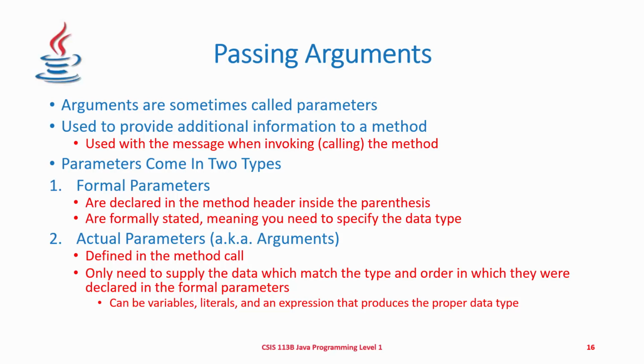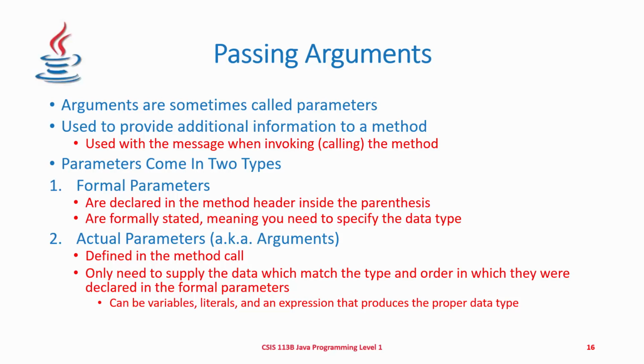So parameters do come in two types. Formal parameters, those are the parameters that are declared when you're defining your method. When you're declaring your method, you'll actually put those parameters inside of the parentheses. And so those are what we call formally stated, meaning that you have to specify the data type. So you're going to basically say like int num. That means that your method would accept an integer data type, and it would treat it with the variable name num internally in any statements that are going to process that incoming value. So formal parameters are in the declaration when you create the header for your method.